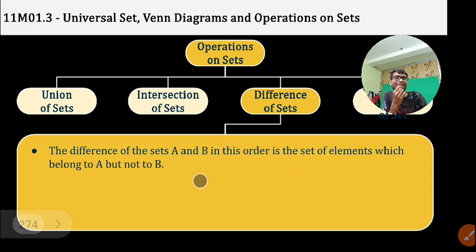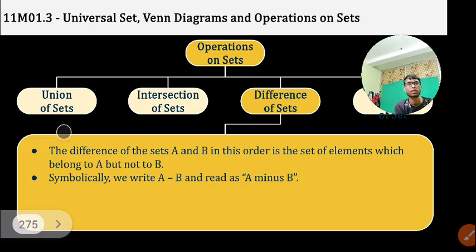in this order is the set of elements which belong to A but not to B. Here we will be subtracting B from A, not A from B. That can also be done, but right now we are subtracting B from A. Symbolically, we can write it to represent the difference of a set.